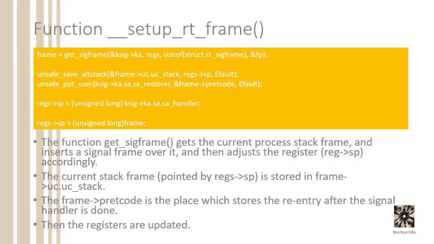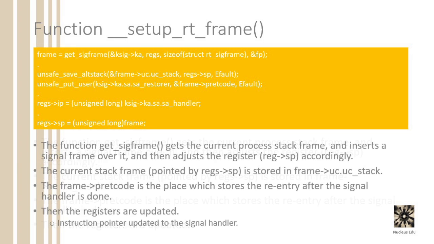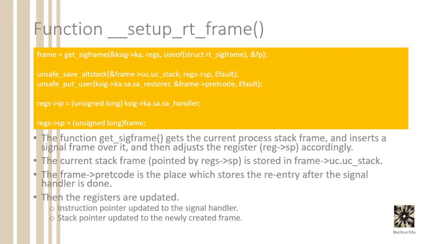Once those things are done, the two registers are updated. The instruction pointer is directly updated to the signal handler, where the signal processing is done for that specific signal, and the stack pointer, as I just mentioned, is updated to the newly created stack frame. And with this, the whole setup is done.